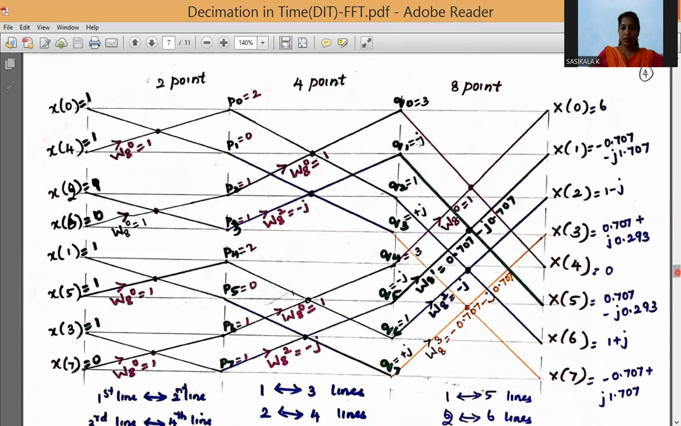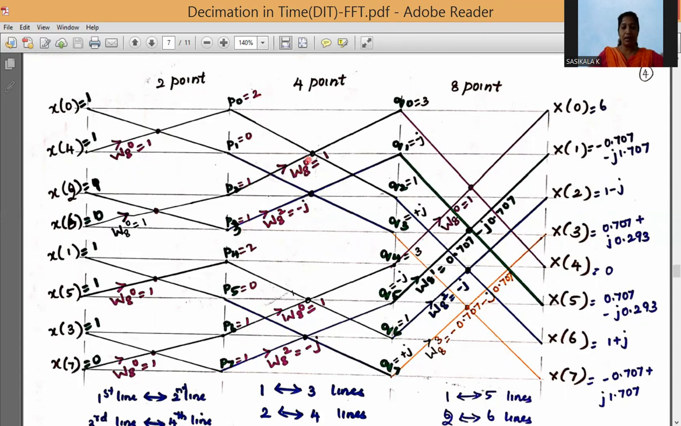So Q1 is equal to minus j and Q3 equal to plus j. Okay, so for the first 4-point, I'm getting 3 minus j, 1 and j. Okay, and come to the second 4-point. The second 4-point inputs are 2, 0, 1, 1. Check here, in the first 4-point also, I'm getting the same inputs, that is 2, 0, 1, 1.